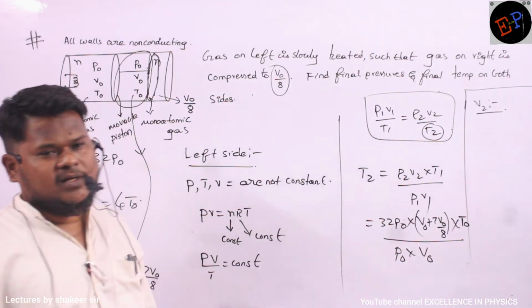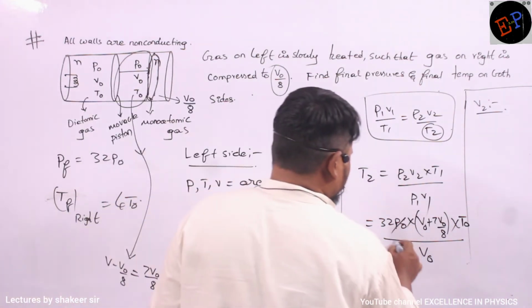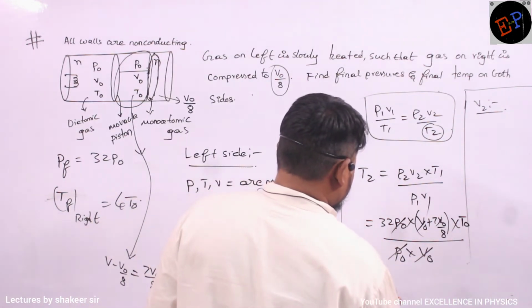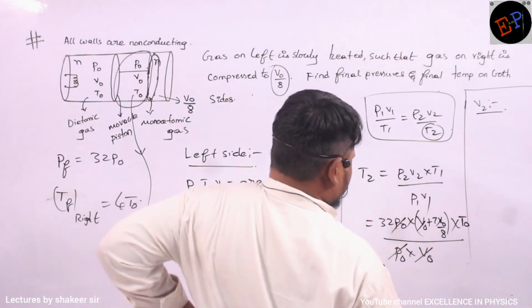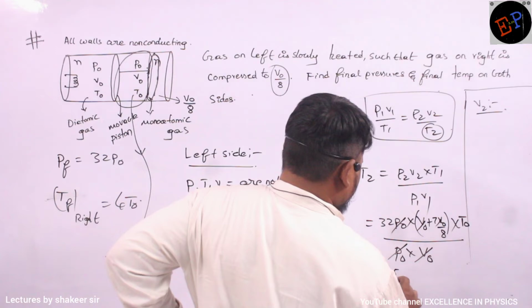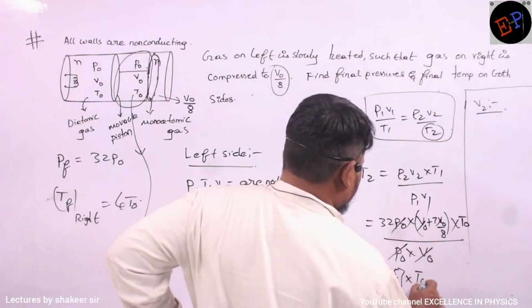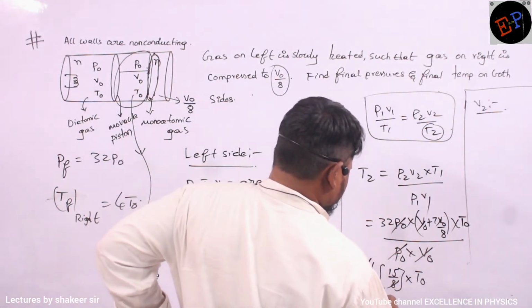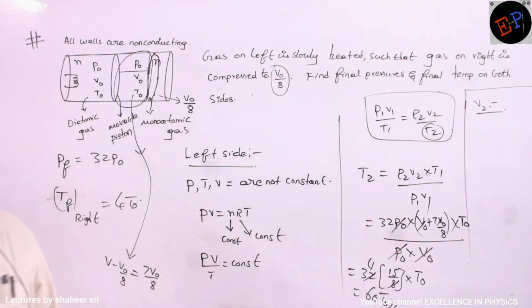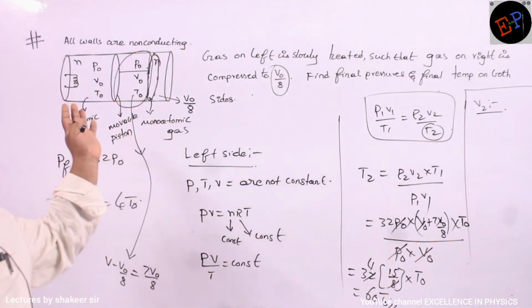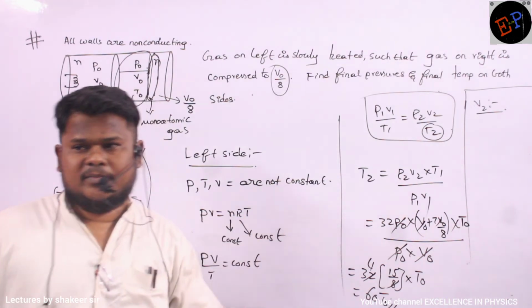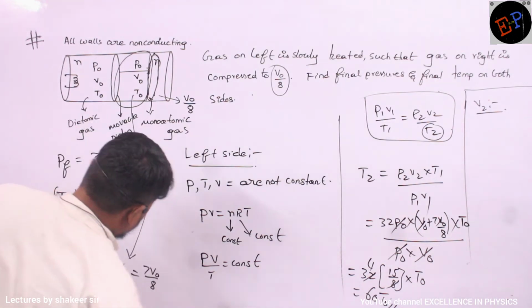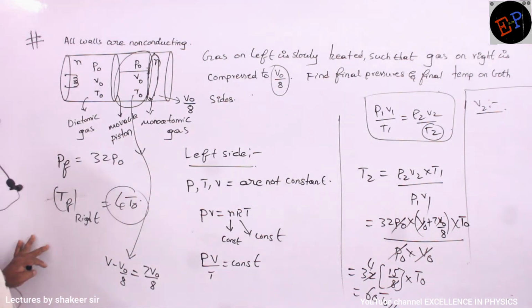If you do this calculation, you will get the final temperature. P0 and P0, V0 and V0 get cancelled. So what is the answer I will get? 32 multiplied by 8 plus 7, 15, so 15 by 8 multiplied by T0. Clear? 8 4s are 32. So it is 60 T0. That is my answer. So the final temperature on the left side is 60 times the initial temperature. On the right side, it is only 14.